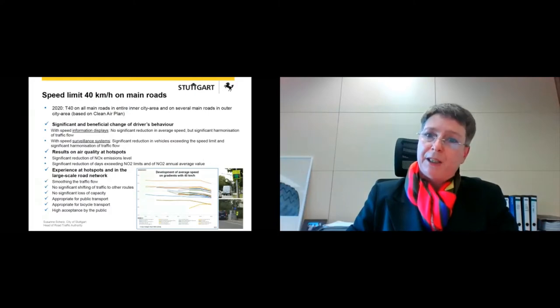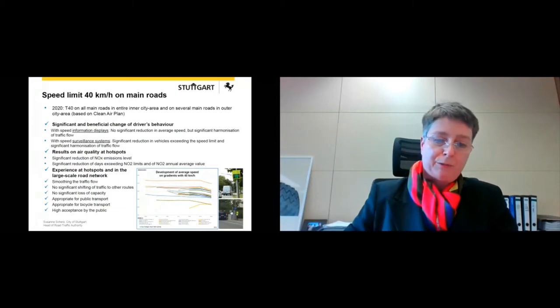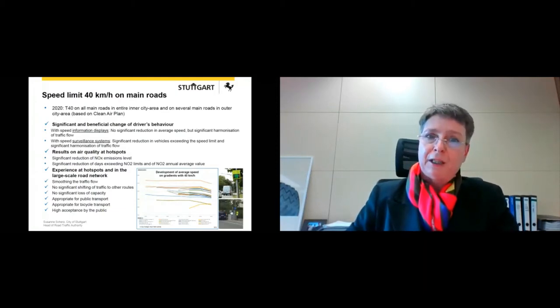So we came up in the beginning with displays to show the driven speed. And we saw that with these displays, we can achieve a harmonization of the traffic flow. In 2019, since then, we are running three mobile speed monitoring systems. And with these systems, we also could significantly reduce the vehicles exceeding the speed limit. As I told you before, we have excellent results for the NOx emissions.